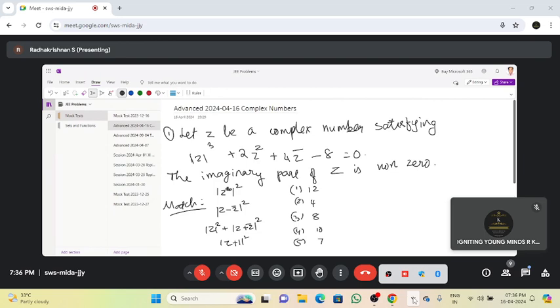Okay, and they have used terms like modulus, conjugate and all that. Okay, so how can we do this? What is the approach? Can anybody share their ideas? How can we approach this?